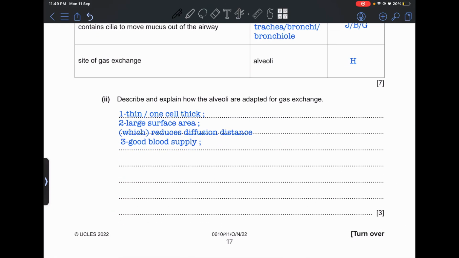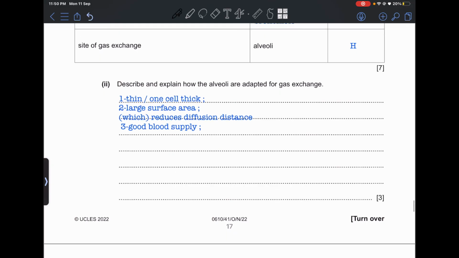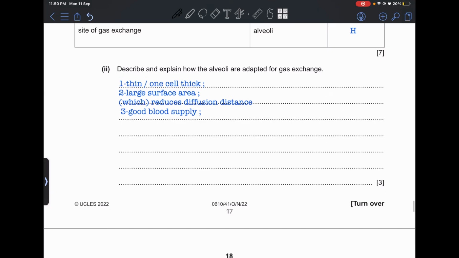Double I, describe and explain how the alveoli are adapted for gas exchange. Number one, we can say that they are thin and one cell thick, because as we know, diffusion is fastest when there is a lower distance. So the one cell thick or thin walls will allow for a lower diffusion distance. There is a large surface area, and a good blood supply to provide oxygen and remove the waste gases.